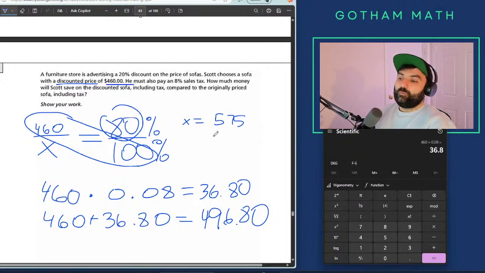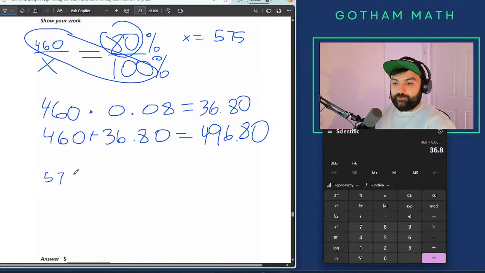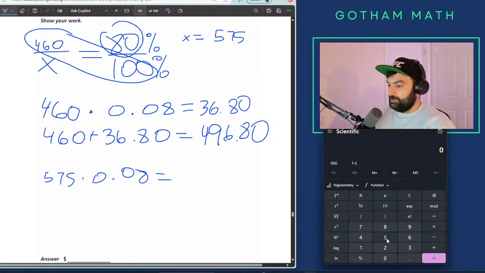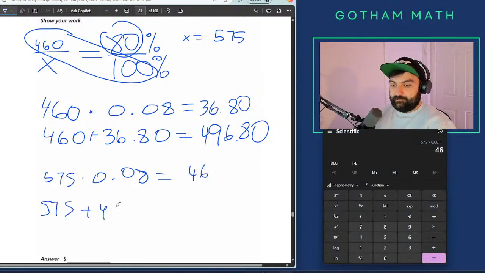Now, what would be the final price with the tax without the discount? We're gonna have to find 8% of 575, right? So 575 times 0.08, which is $46, and we can just add $46 to the 575, right? 621. All right. So what will be the difference?